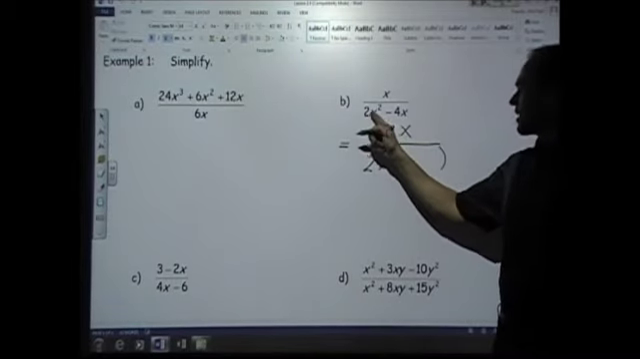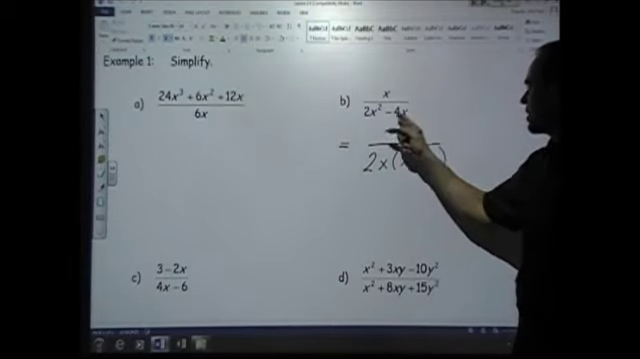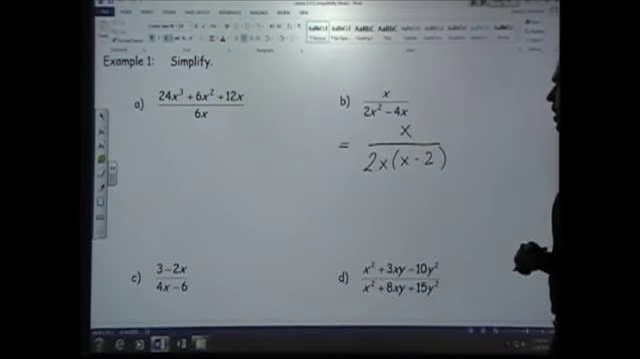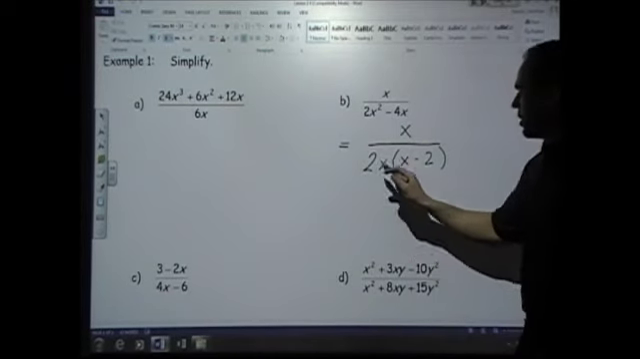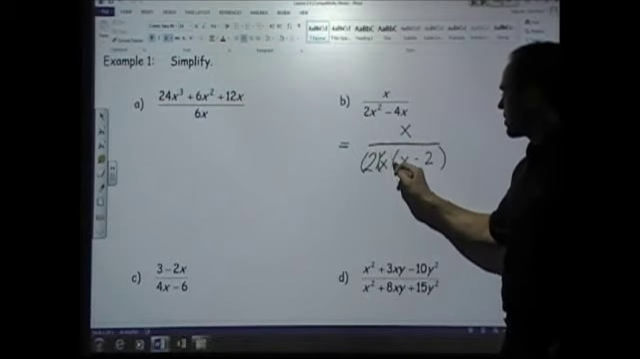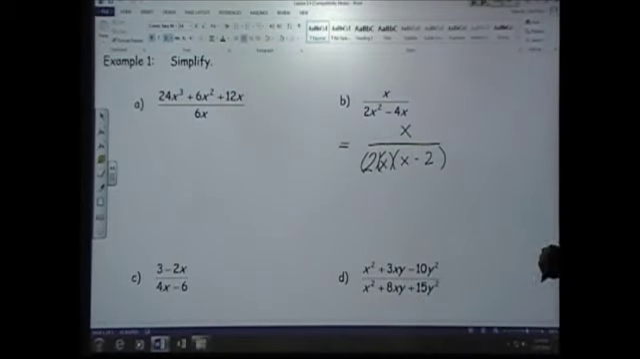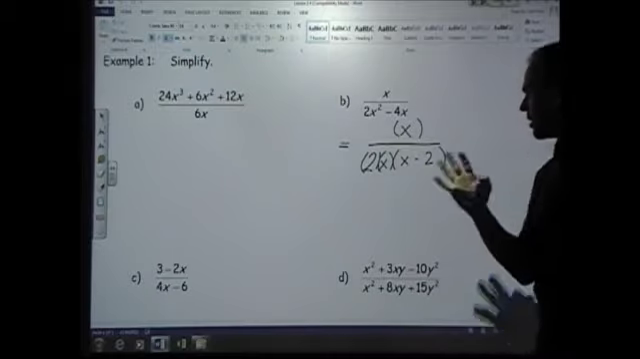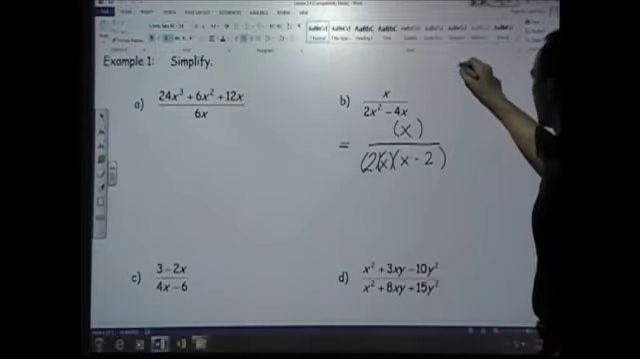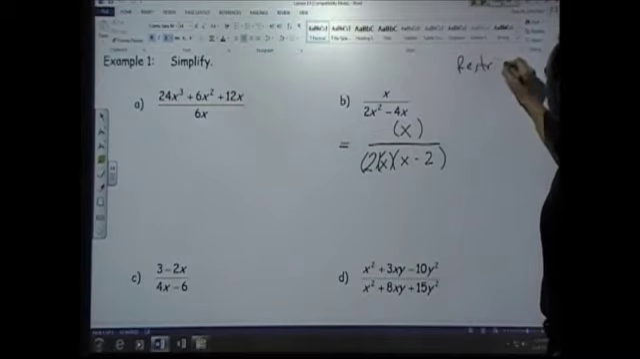If I factor out a 2x, this divided by 2x is just x. This divided by 2x is negative 2. So I end up with 2 times x minus 2. And on the top, I just end up with x. I'm going to put brackets around these things just so you can see it a little nicer. Then I'm going to state restrictions.